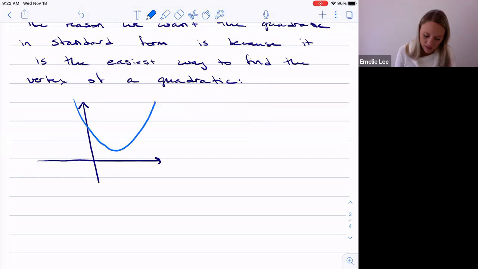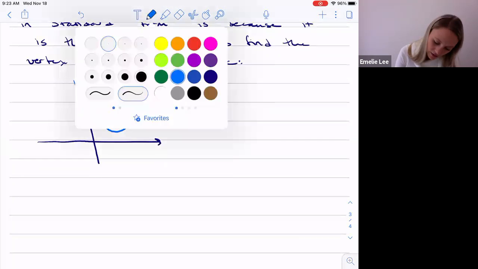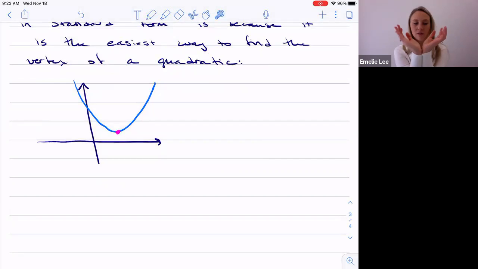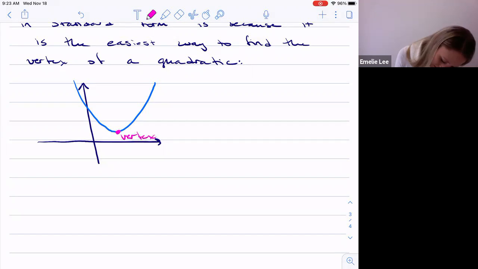So here, this is some sort of quadratic. And down here, that's the vertex, the cusp of this parabola. Notice that if it's pointing up, then this vertex here is the minimum of the function, which might be useful, and I'll show you when it's useful.